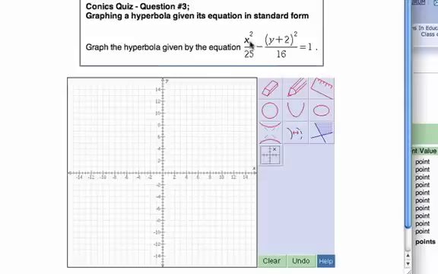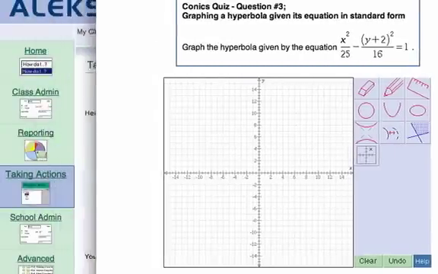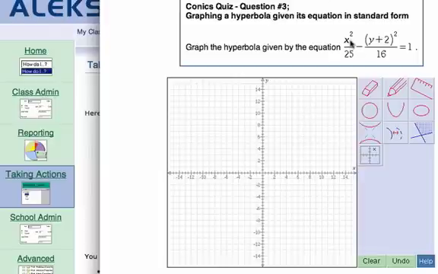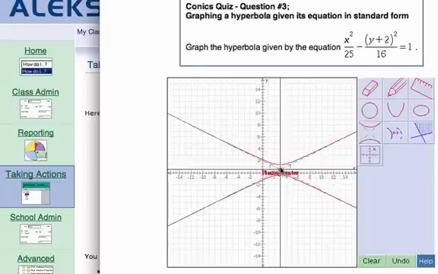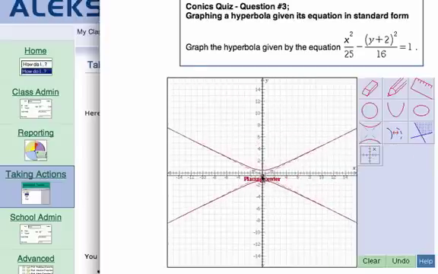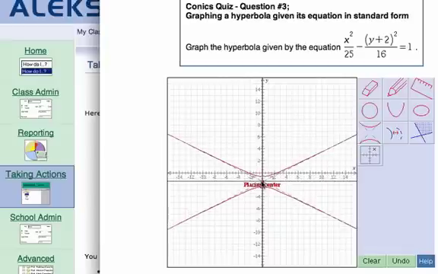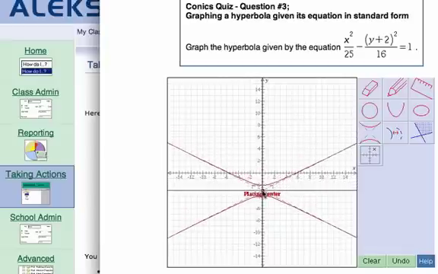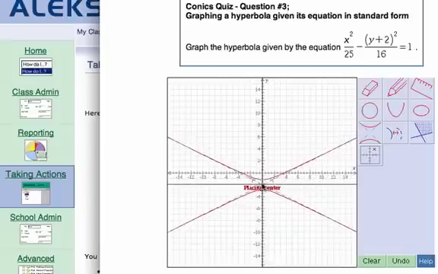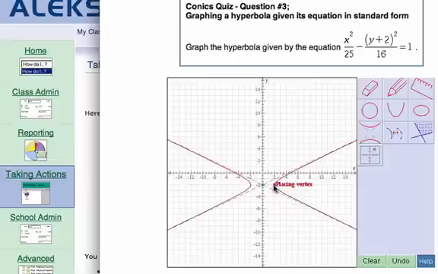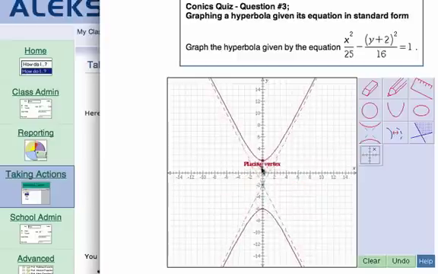Here's an example where I can see that my center is going to be at 0, -2. So I go over here, click on my hyperbola, and go to 0, and then down to -2. Make my point there, and then for my a value, you see the x squared is first, so I want my hyperbola going this way and not this direction.